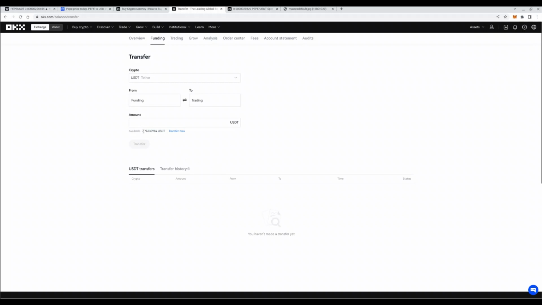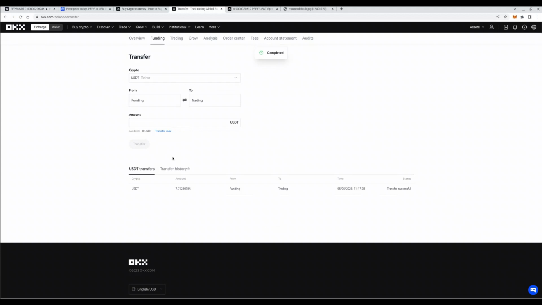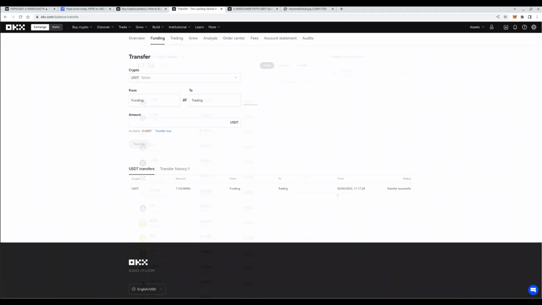I have $7 available, some pocket money that I'm gonna invest in Pepe coin. You do whatever you want to do. This is not financial advice. I'm just gonna show you how you do it technically. And I will transfer everything I have in the account and press transfer. And it has now been completed, and we are ready to buy our Pepe coin.